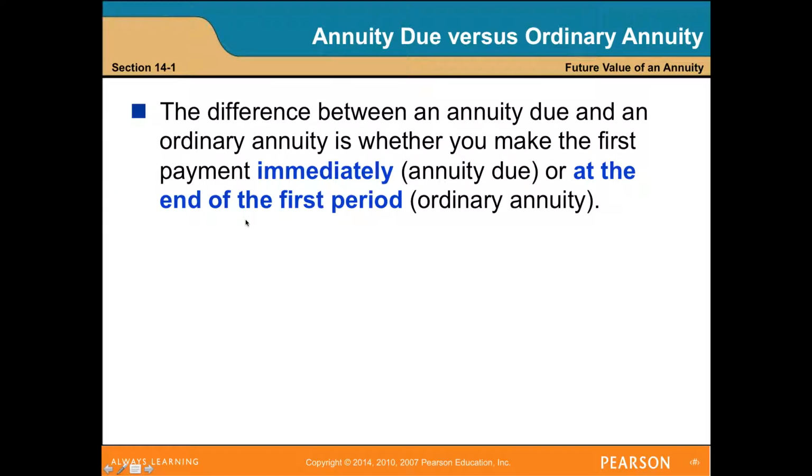Annuity due versus ordinary annuity. The difference between an annuity due and an ordinary annuity is whether you make the first payment immediately, which is called annuity due, or at the end of the first period, which is an ordinary annuity.